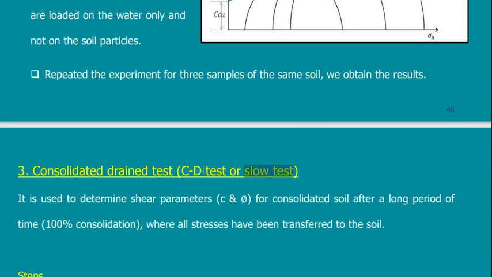It means that for all load I put, I wait for the soil to consolidate. I will put sigma 3 and wait 24 hours to consolidate. Then I put the piston to add sigma 1 and wait another 24 hours for the sample to consolidate. Of course, here we say 24 hours, not years, because it's just a test in the lab.